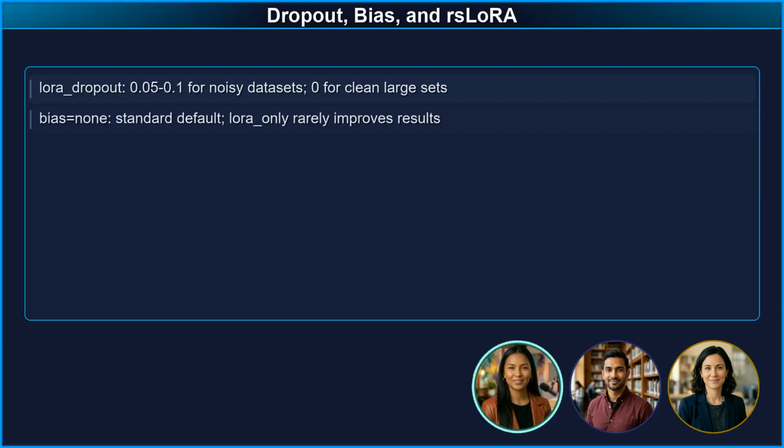The bias parameter controls whether the bias terms in the targeted linear layers are trained. The standard default is none, which leaves all biases frozen. The LoRA_only option trains the biases only in the LoRA targeted layers. In practice, bias equals LoRA_only rarely produces a meaningful quality difference and adds a small amount of trainable state.